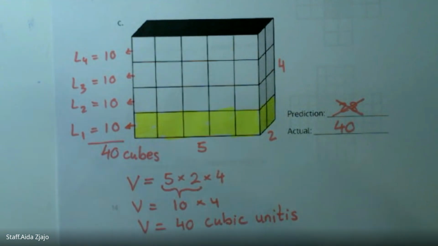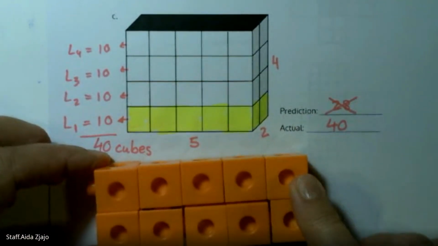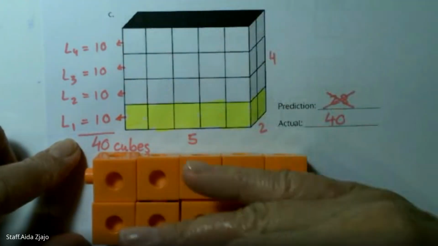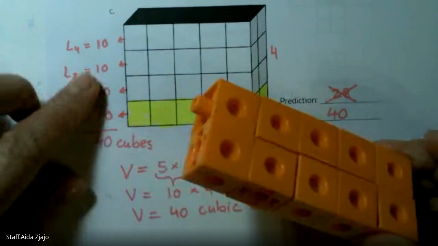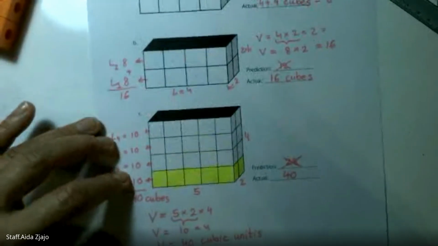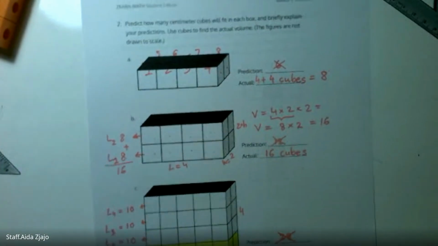Okay, and then it could be this. If you look at the base, that is 5 by 2, so you need 1, 2, 3, 4 layers of this. So that would be okay. So let's see what we did. This was problem set number 2, right? So we did this one and that one.